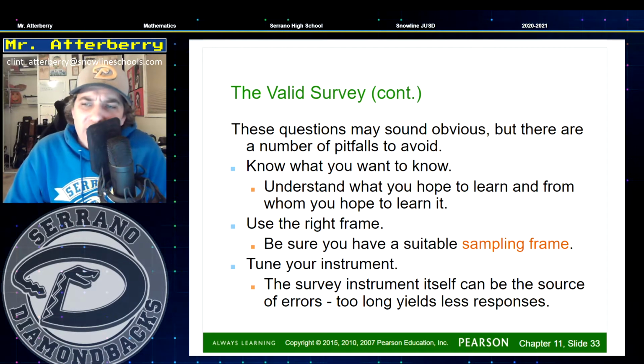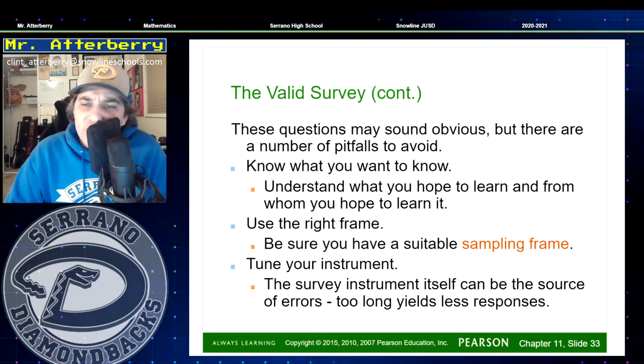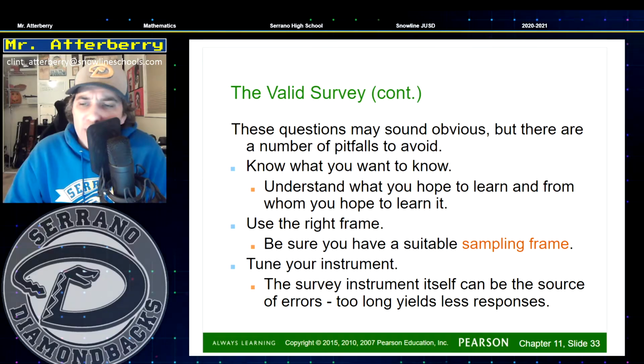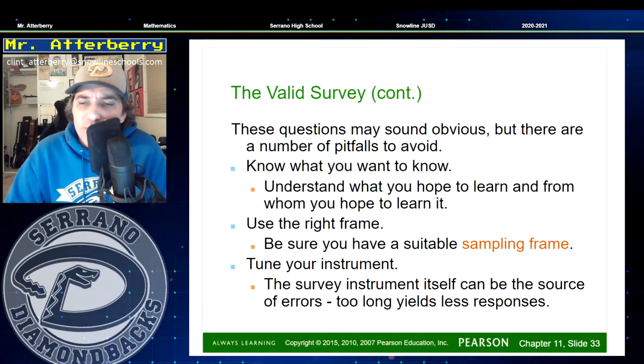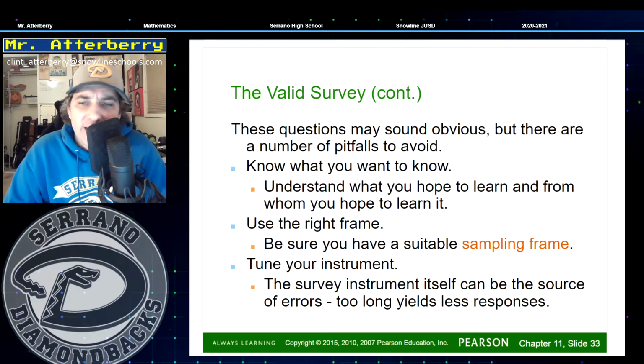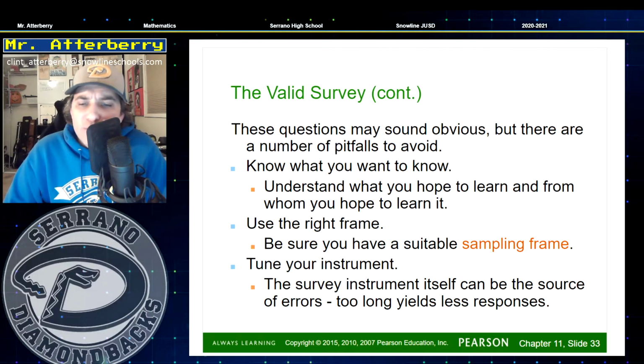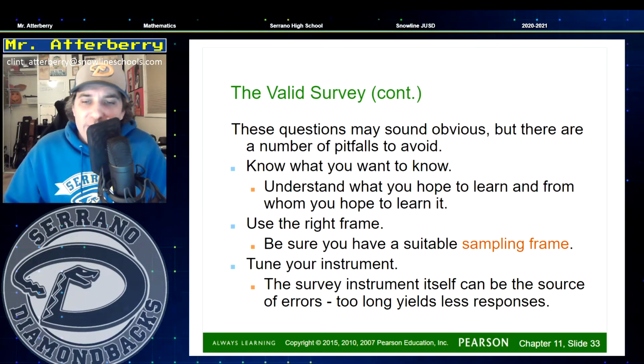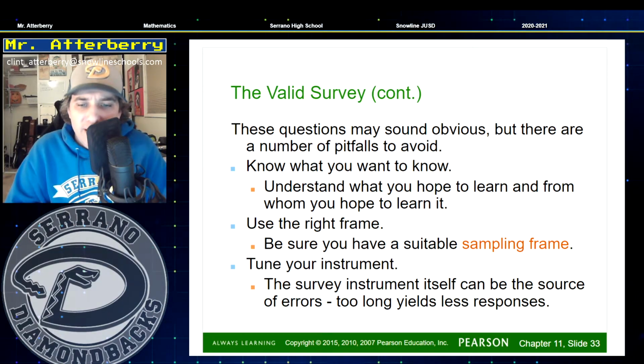These questions may sound obvious, but there are a number of pitfalls to avoid. Know what you want to know. Understand what you hope to learn and from whom you hope to learn it. Okay, so get an idea of what your answers might look like before you start. Use the right frame. Be sure you have a suitable sampling frame. Make sure you're getting the right group to study.